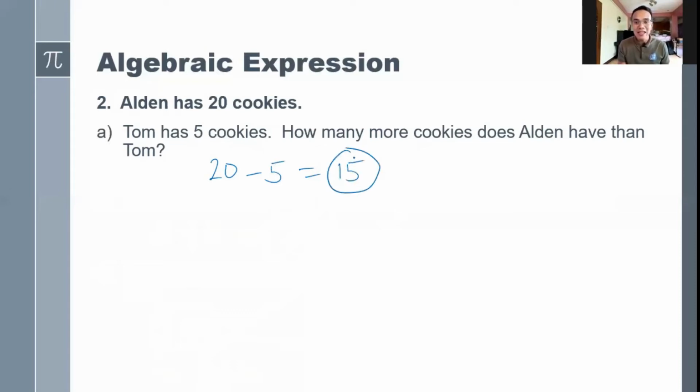15, okay, what do you mean by 15? It means that Alden has 15 more cookies than Tom. Did you get that?